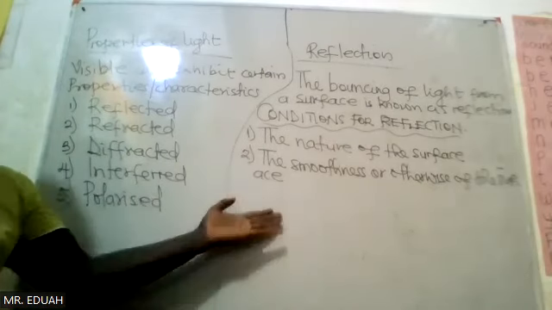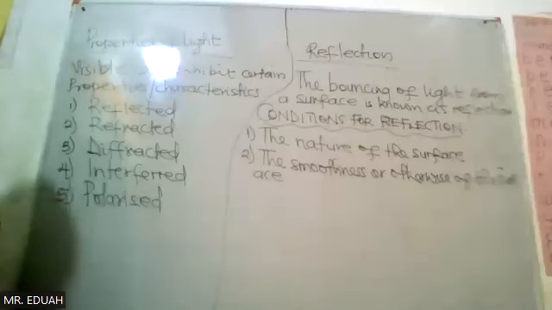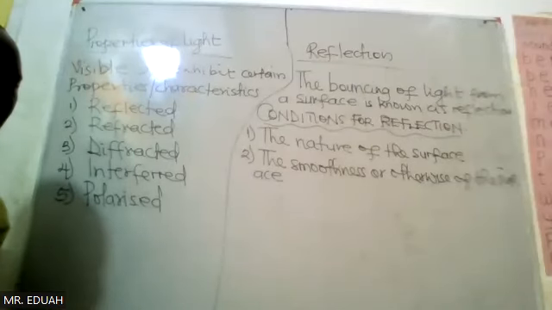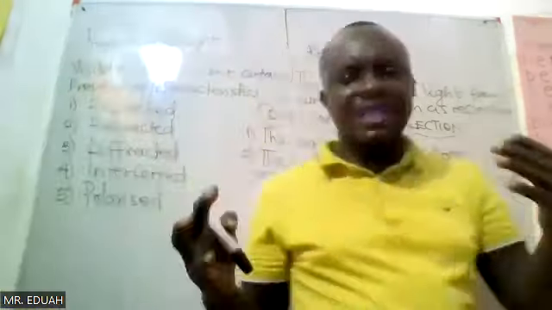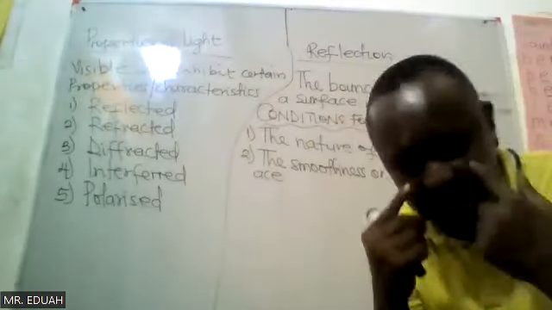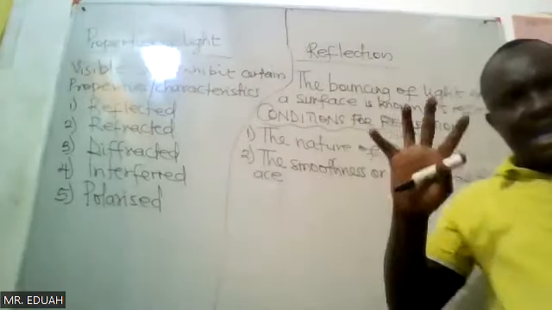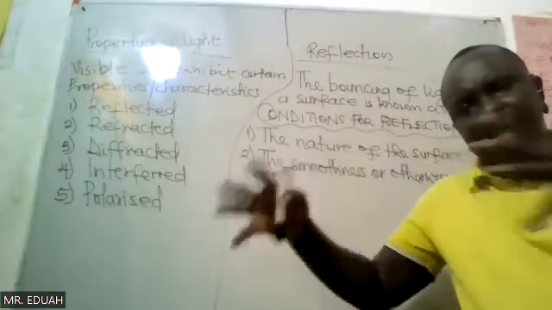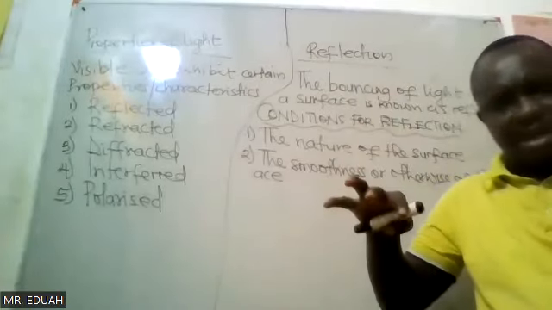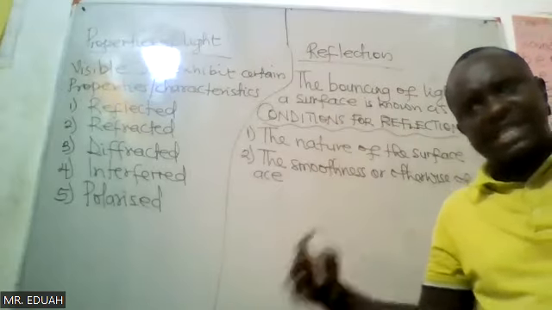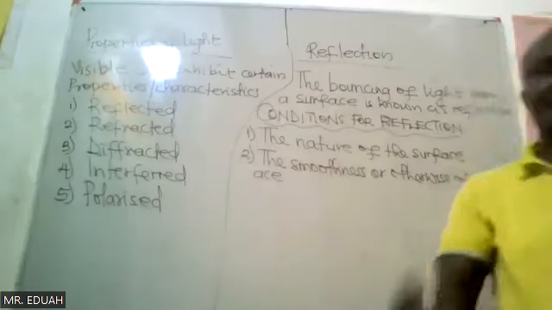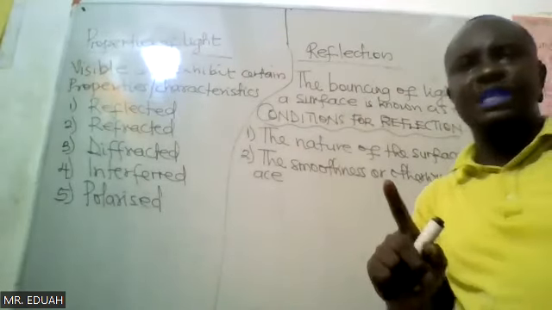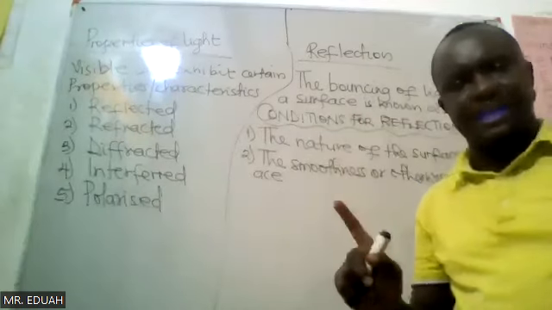Then the smoothness of the surface. Reflection takes place even on rough surfaces. But if the surface is rough, the reflection will be irregular, and so you will not see. Meaning, if you have a lot of incident light, which we call a beam, incident on the surface, the reflection will be scattered, so you won't see. But in actual fact, reflection even takes place on rough surfaces.